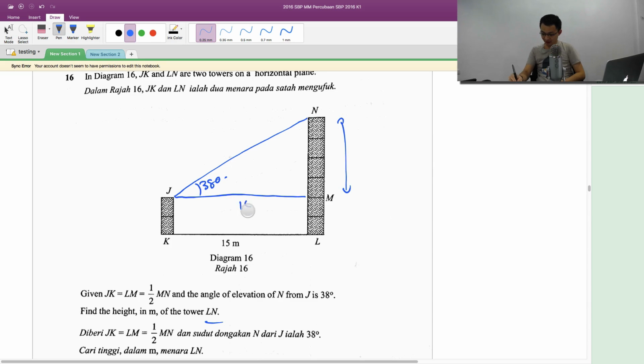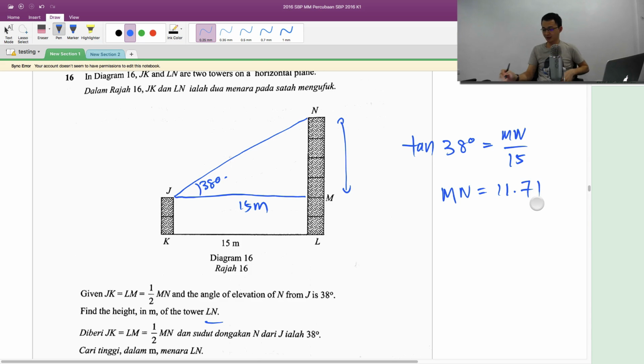I know here is 15 meters. So I will use tangent, because tangent is opposite over adjacent. Tangent equals MN over 15, because opposite is just MN over 15. So I can know the MN easily. It's just 15 multiplied by tangent 38. So my MN is actually equal to 11.71.